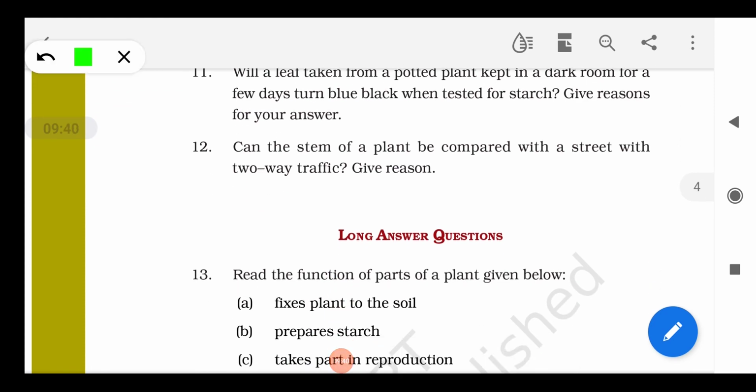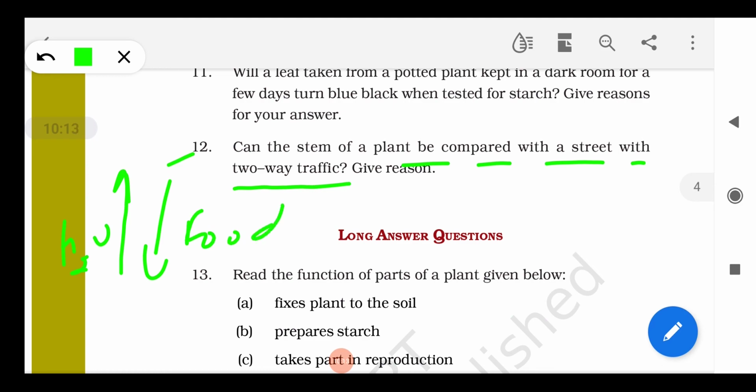Question number 12. Can the stem of a plant be compared with the street with two-way traffic? Give reason. So answer is yes. The stem of a plant can be compared with the street with two-way traffic, because in stem water and mineral move in upward direction and food moves in downward direction.